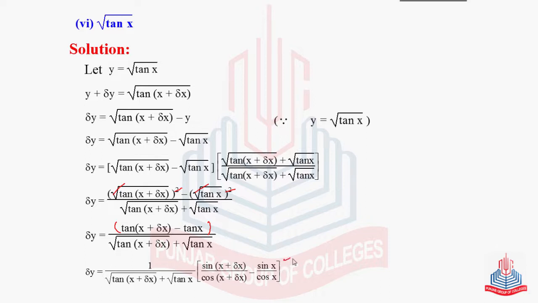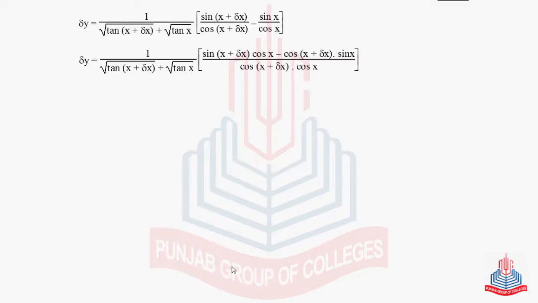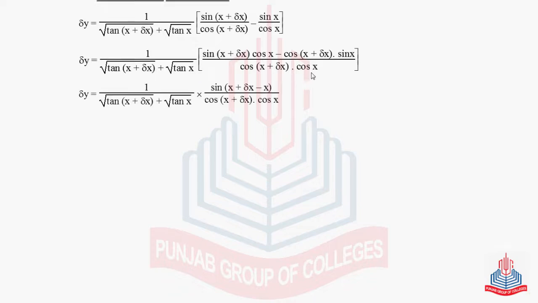So we will have to simplify this to get an answer. We will shift this tan x plus delta x minus tan x into a sine and cos expression. The denominator will be as it is, 1 over square root tan x plus delta x plus square root tan x, and this is simplified by taking an LCM. Again, using the same result, sine alpha cos beta minus cos alpha sine beta will become sine of alpha minus beta. Here this is alpha and this one is beta.